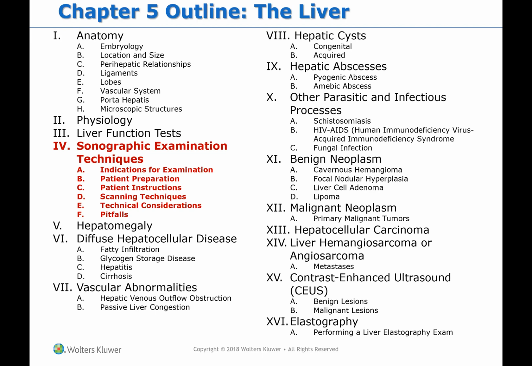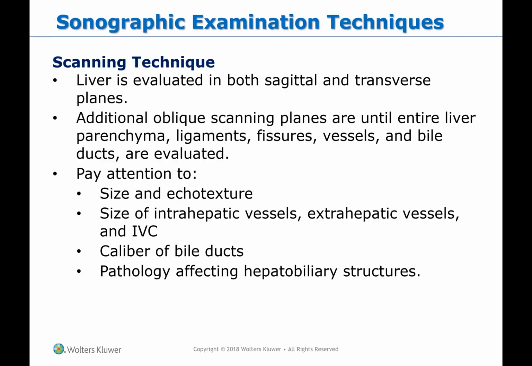Okay, so let's get to the good nitty gritty of what we do as ultrasound techs. Sonographic examination techniques. Scanning technique, liver. Our liver is evaluated in both sagittal and transverse planes. There are some additional oblique scanning planes. Planes are used to look at the entire liver parenchyma, ligaments, fissures, vessels, bile ducts evaluated. So you want to pay attention when you're scanning a liver: size, echo texture, size of the intrahepatic vessels, extrahepatic vessels, and IVC, caliber of the bile ducts, pathology affecting hepatobiliary structures.